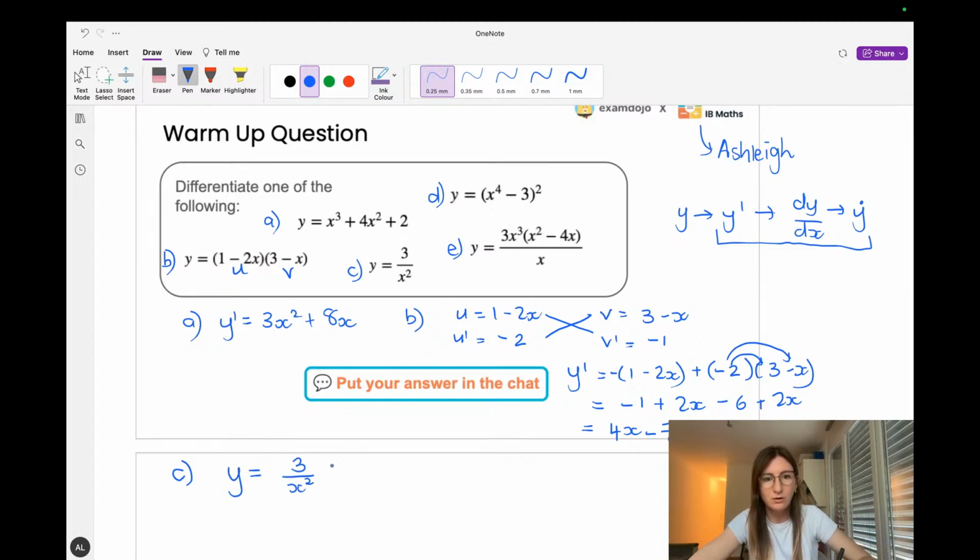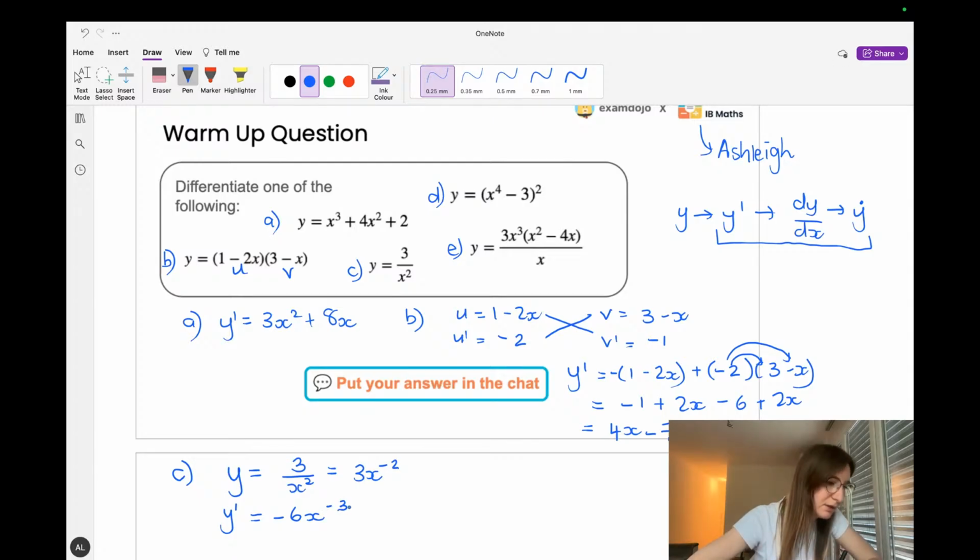And C, this is not in the power rule form, so we have to change it first into the power rule form. So we can write that as 3x to the minus 2. And now we can differentiate it. So if we take minus 2 and multiply that in front, we get minus 6. And then an x, and then we take away 1, so minus 3. That was the one that you were answering. Very nice, well done.